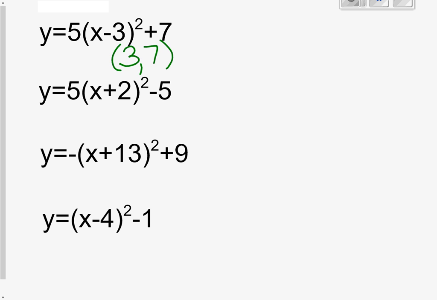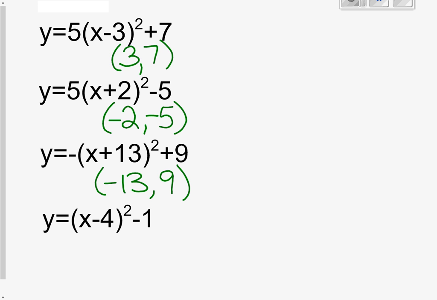My next one, I go to my brackets, take out the number that's inside my brackets, which is a 2, becomes a -2 when I pull it out. And then I look to the constant at the end, so -5. Taking a look at my next one. So this one's negative. We have the negative sign out front. It means that this parabola opens down, but it still doesn't change what we do. I'm going to take that +13 and bring it out, which becomes a -13. Take my constant, which is a 9.